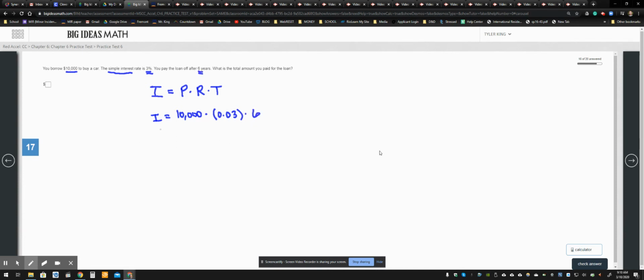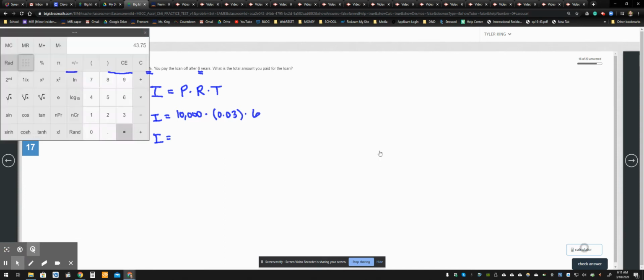Okay, so when we look at this, we can find our amount of interest earned by multiplying all of these together. I'm not going to pretend I can do this in my head, so we're going to calculate this out. We're going to see that this is going to end up being 10,000 times 0.03 times 6. We're going to end up with 1,800. This is not our answer. This is the amount of interest that we have earned.